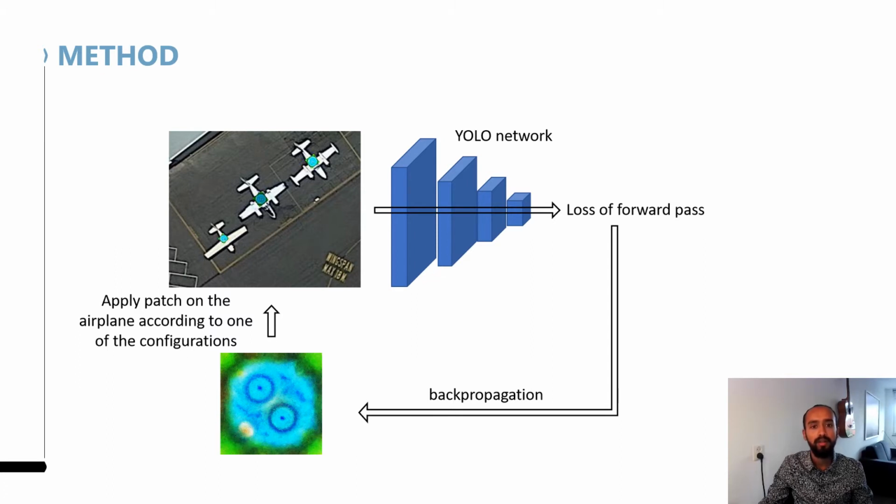The loss of this network includes a term to decrease the objectiveness of the objects. It further has a non-printability term such that the colors are printable and can be used in real life, and a total variation term that prevents the patch from becoming a noise patch. The YOLO network weights are frozen and only the patch is optimized in each iteration to decrease the objectiveness of the objects for this detection model.